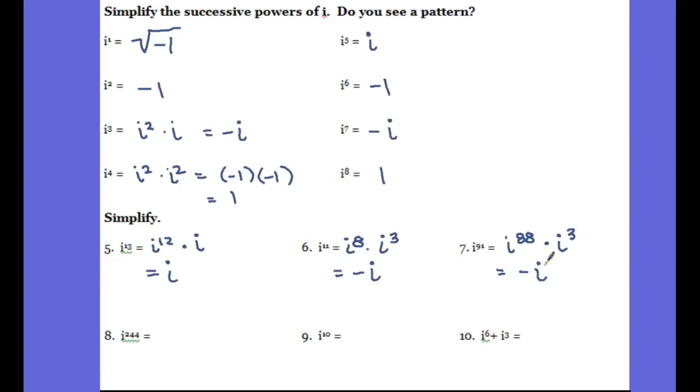About 244. Yeah, exactly. So 244 is a factor of 4. Therefore, this is like i to the 4th. Therefore, your answer is 1.